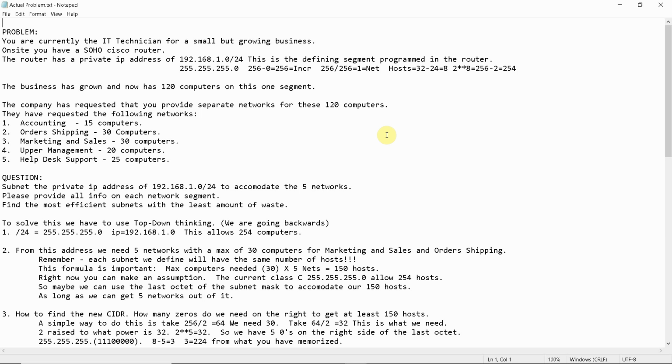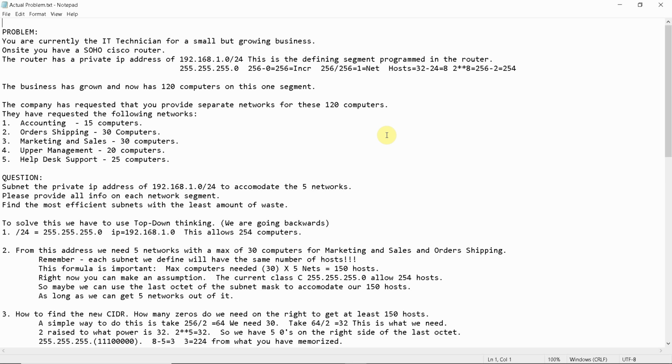The router has a private IP address, and you can see that there. This is the defining segment programmed in the router. As you can see from that, it's a /24, so it gives us 254 hosts available. The business has grown and now has 120 computers on this one segment.